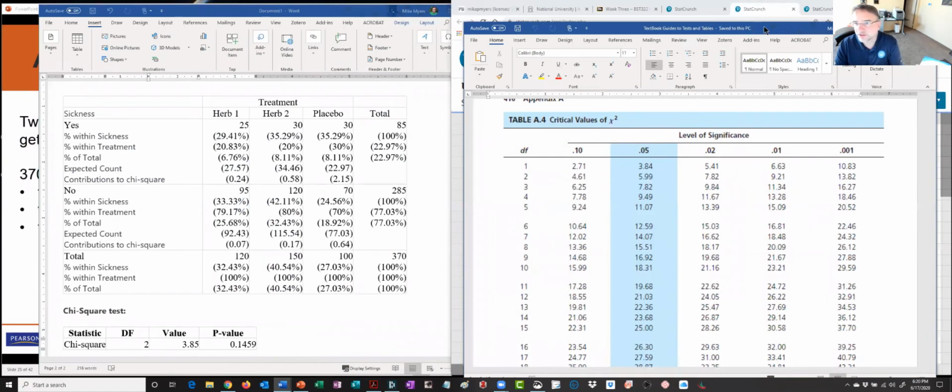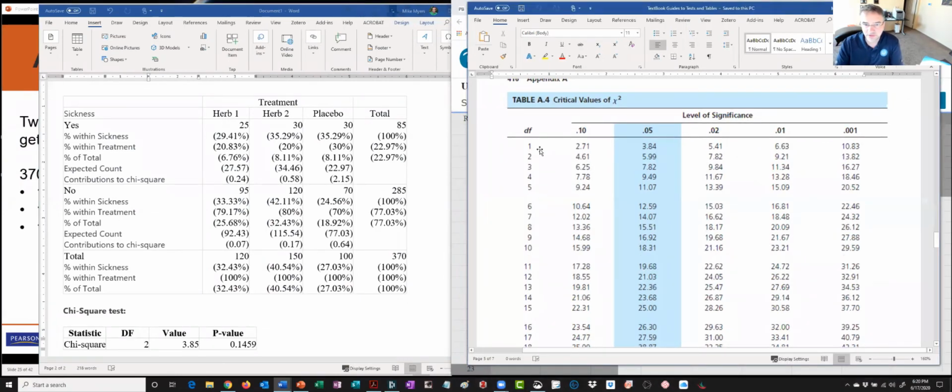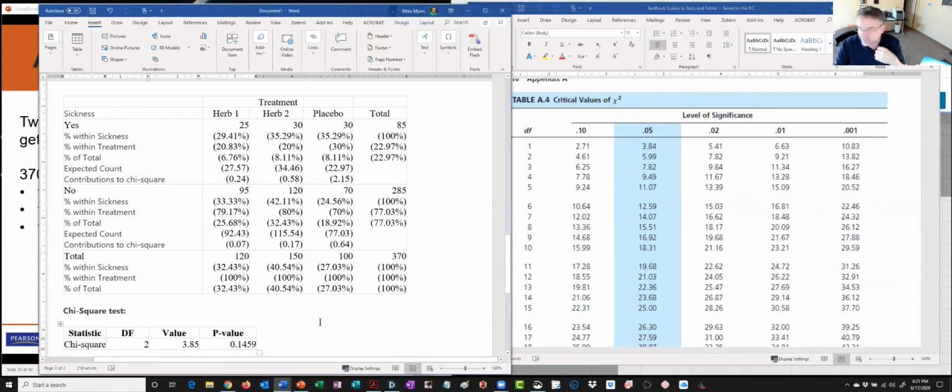What's our critical value for chi-square with 2 degrees of freedom? What are we going to compare this one to? The test statistic. 5.99. I think my computer's about to die. But I can still see, yes, you guys are right, 5.99. 2 degrees of freedom, there's the chi-square.